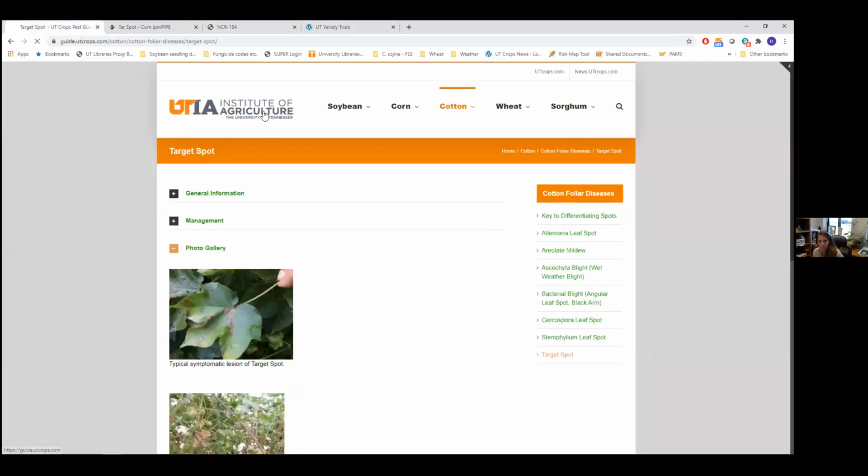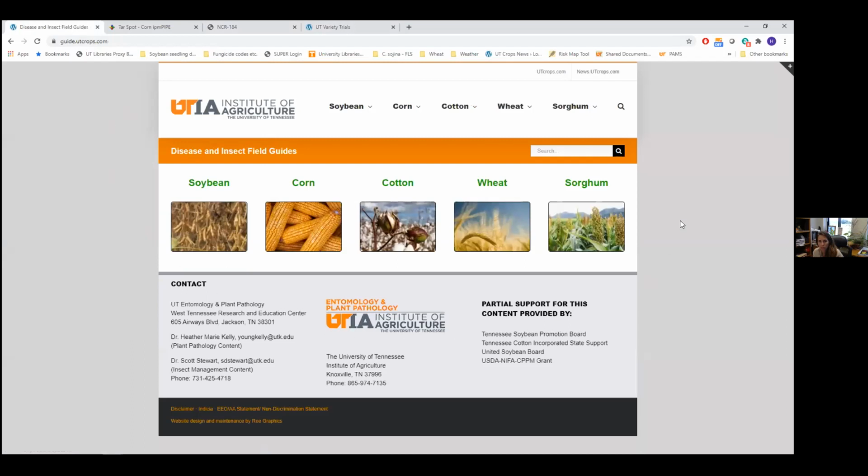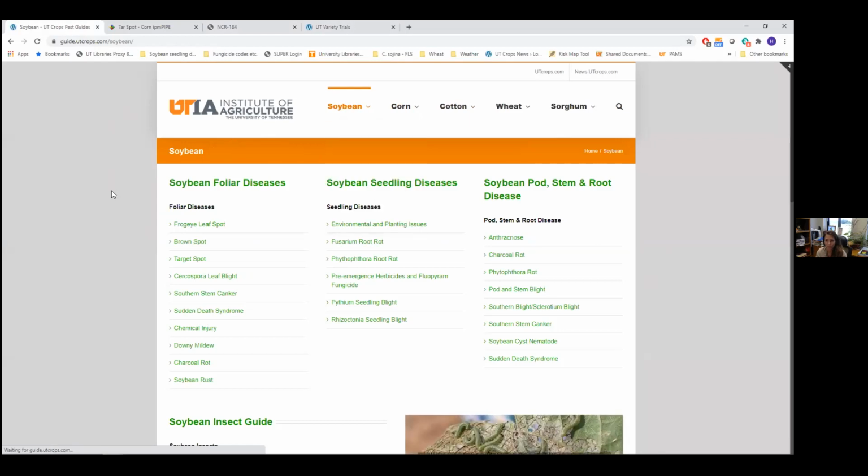the guide site here. And again, just go to our guide.utcrops.com and jump into soybeans a little bit. Here is where it's most developed right now, where you can look at soybean seedling diseases earlier in the year. We even have environmental and planting issues and pre-emergent herbicides and fluoxapyroxad, which is a levo kind of injury, as well as then if you're seeing a pod, stem, or root issue, to look here. And then of course foliar diseases, which are the main ones people are scouting for and looking for to try to decide whether they're going to spray a foliar fungicide or not.